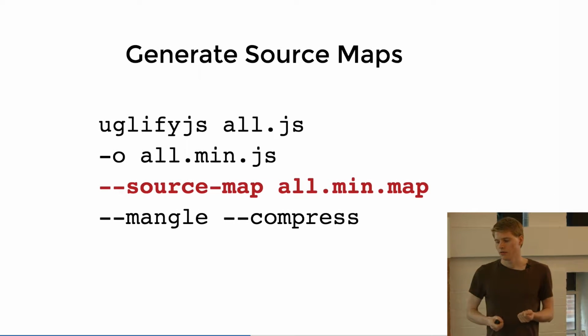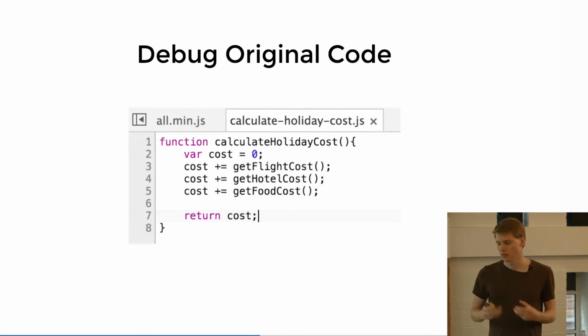So you have to tell the compiler, in this case, uglify.js, that you want to generate a source map. And then the next time you try to open your code in Chrome, Chrome isn't going to show you the minified code anymore. Instead, it's going to show you the original source code.